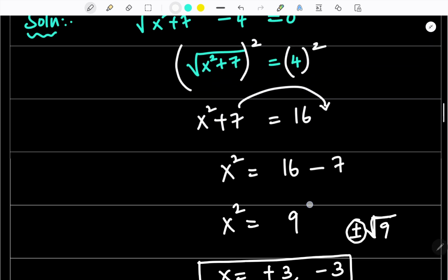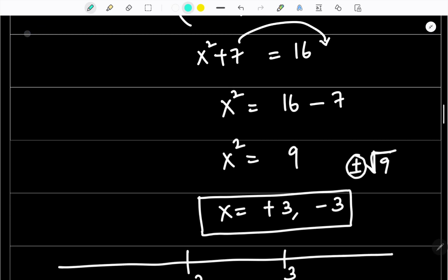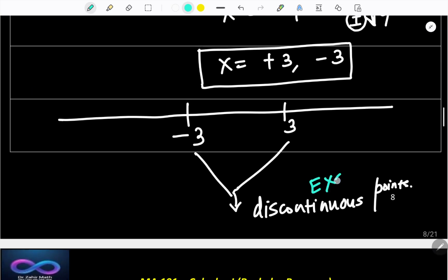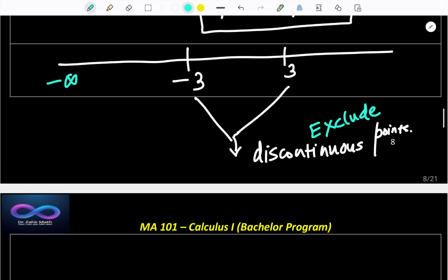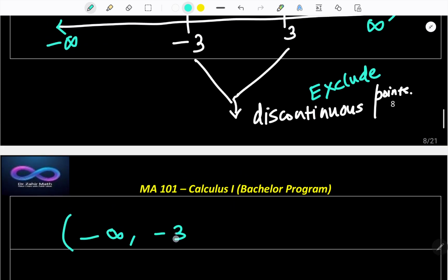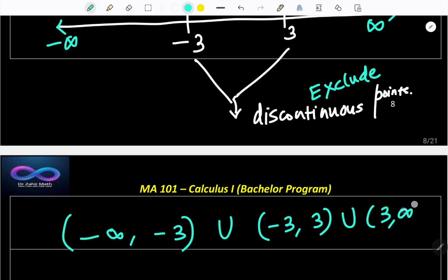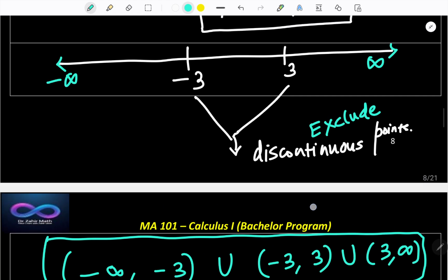Now what is the question? The question is, they are asking you, where are the following functions are continuous? It means what? You have to exclude these points. How I am going to exclude? I told you this is minus infinity, this is plus infinity, right? So how I'm going to exclude? Minus infinity, comma minus 3 union minus 3 comma 3 union 3 comma infinity. Writing like this is called what? Interval notation or interval form.